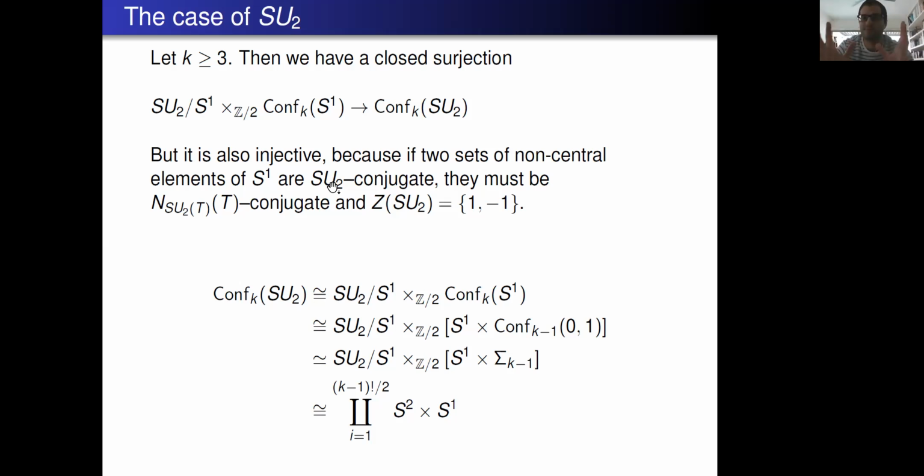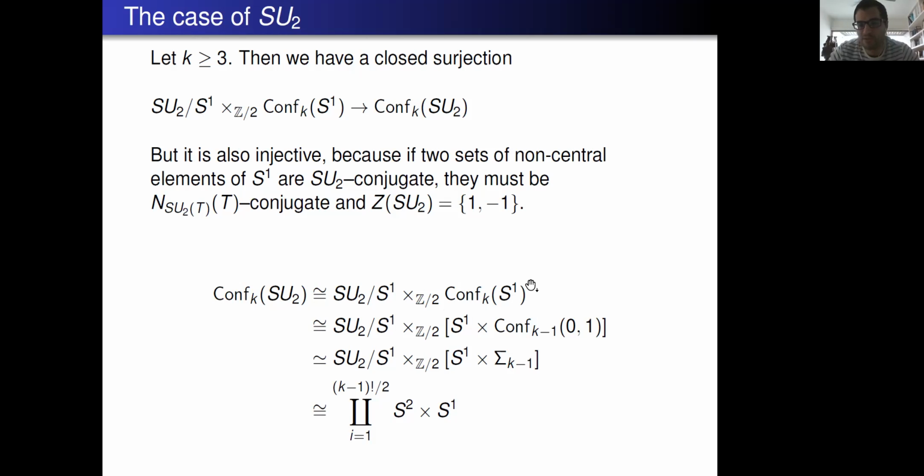But SU2 is a group that is very small. In this case, if you have two sets of elements which are not in the center, and they are conjugate in SU2, they are also conjugate by the normalizer of the torus. And because we are imposing that K is greater or equal than 3, and the center of SU2 only has two elements, at least one of the elements has to be non-central. And therefore, they have to be conjugate by the normalizer, which means that they are related by the action of C2. This C2 is the Weyl group of SU2. Therefore, this map is a homeomorphism.